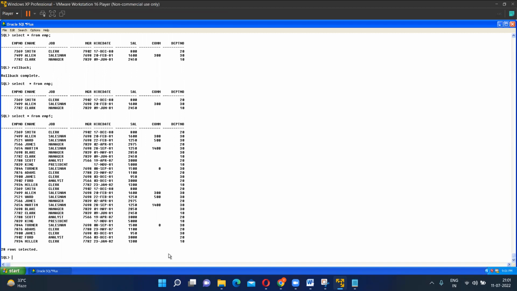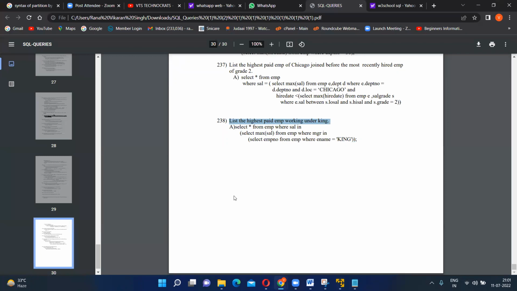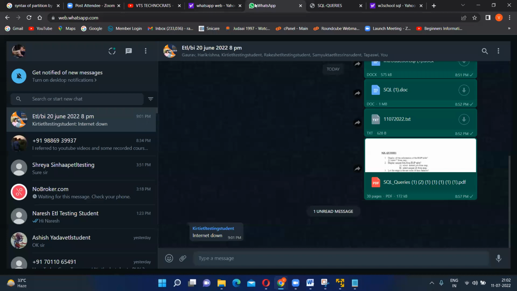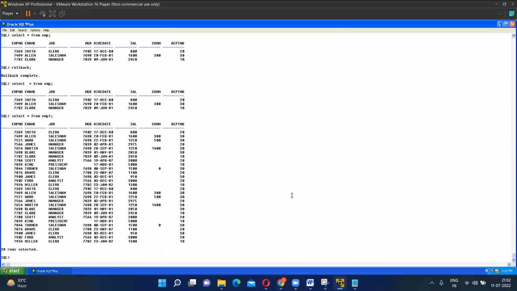Yes, guys, just try to find from this table: list the highest paid employee working under King. Can you give a try for 2 minutes? List the highest paid employee working under King. Can you give a try? Who is WhatsApping me? Internet down. That's okay, guys. Rest of you, can you just give a try? List the highest paid employee working under King.